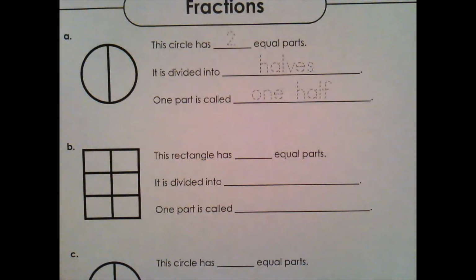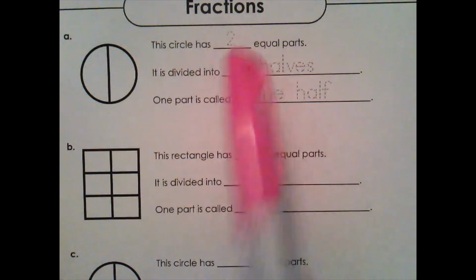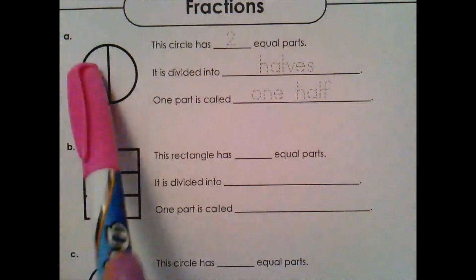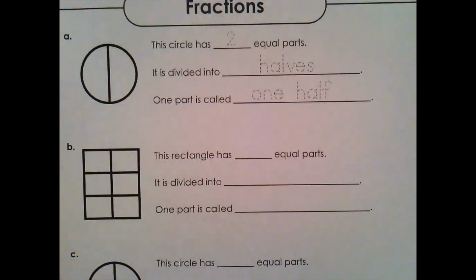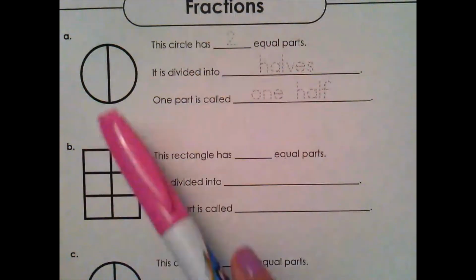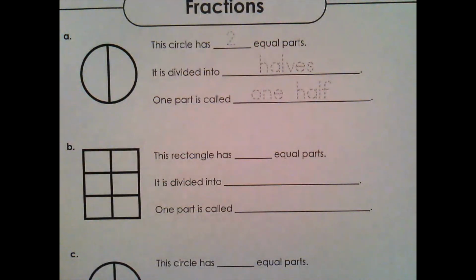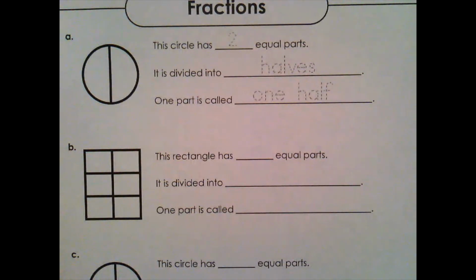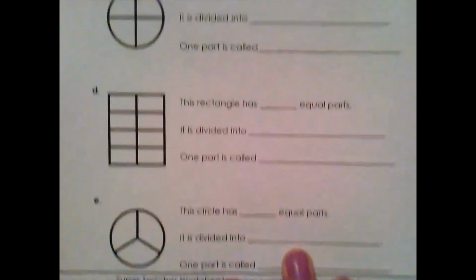For your worksheet today, all you're going to do is look at these shapes individually, and you're going to tell how many equal parts it has. So, for example, this circle right here has 2 equal parts. And then you're going to say it is divided into, and then what the pieces are called. So if we have 2 pieces, it's called halves. And then you're going to say what one part is called. So if I had one of these pieces right here, one part is called 1/2. So you're just going to go through and do that for these next 4 shapes.